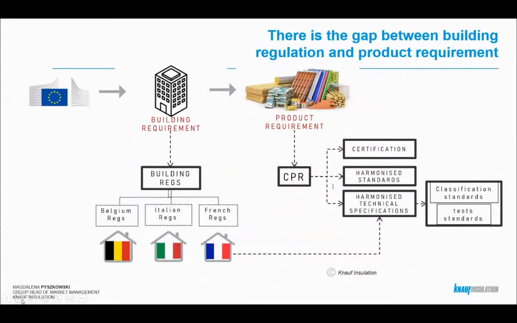The issue or the concerns that we have, and this is also the work that we are doing, is that there is no easy connection between building requirement and product requirement. Why? Because the use of the information, the requirements are different. So in the process, we need to find a link between building regulation and product requirement. Product requirement is mostly about certification, harmonized standards, classification standards, test standards, and how we link this with the building regulation, which are also different for each country.